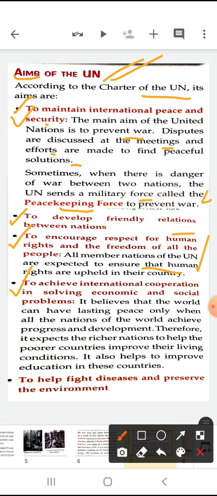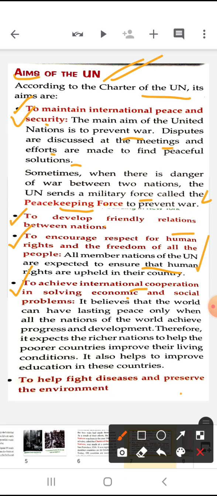Next, to achieve international cooperation in solving economic and social problems. Okay. It believes that the world can have lasting peace only when all nations of the world achieve progress in their development. Therefore, it expects the richer nations to help the poor countries in improving their standard of living. It also helps to improve the education in their countries.